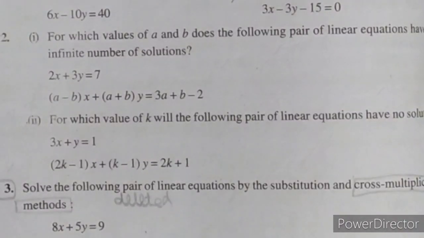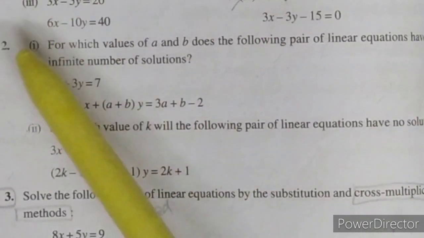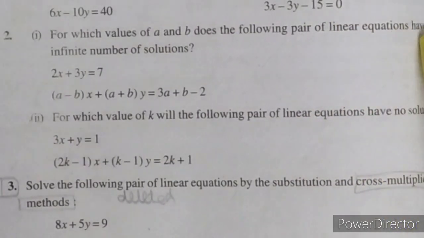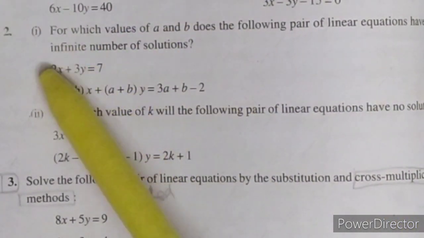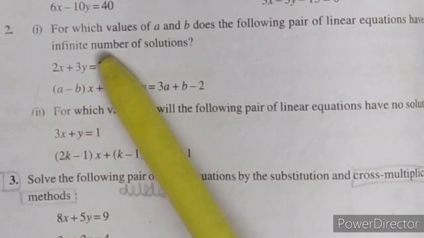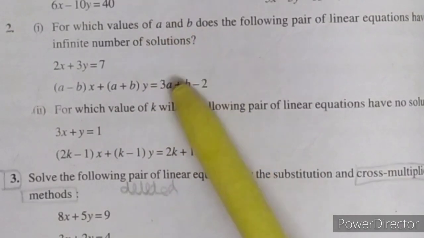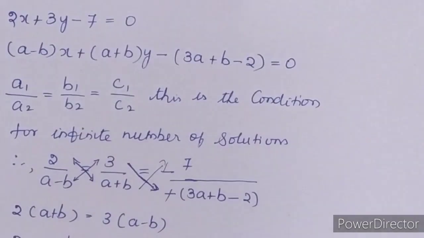Now, the second question of exercise 3.5, the first subdivision, is: for which values of a and b does the following pair of linear equations have an infinite number of solutions? The two equations are 2x plus 3y is equal to 7 is the first equation, and (a minus b)x plus (a plus b)y is equal to 3a plus b minus 2 is the second equation. Now let us move on to the solution.